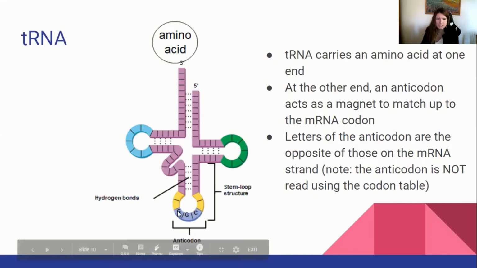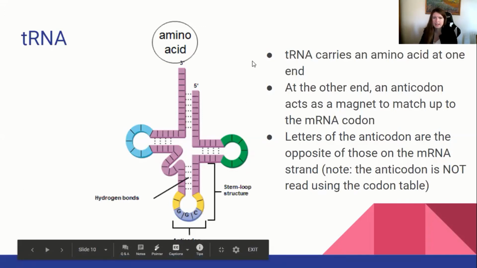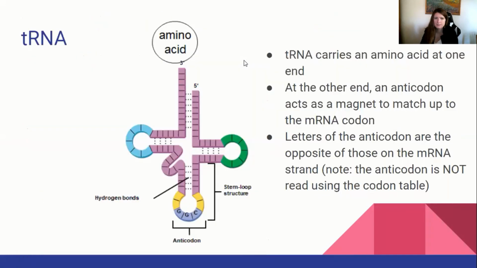And at the opposite end of the tRNA, we have 3 letters on our RNA facing the outside. That's the part that's going to match up to your mRNA. It's basically going to magnet the tRNA to the mRNA, which is how we make sure that we get the right amino acid in the right order. So in order to magnet onto the mRNA, which is our actual code, our tRNA is going to have 3 little letters facing the outside called the anticodon.